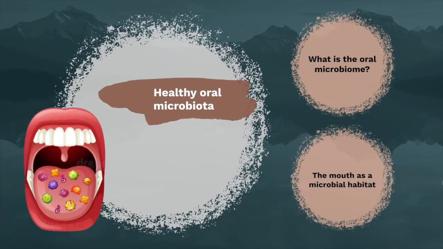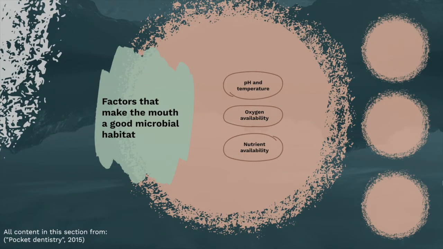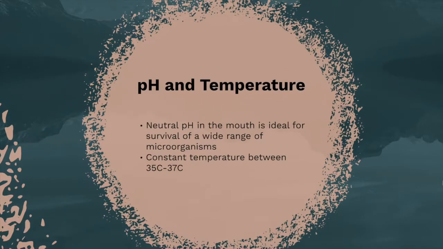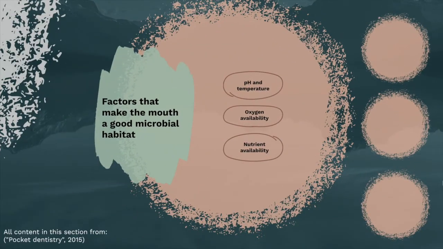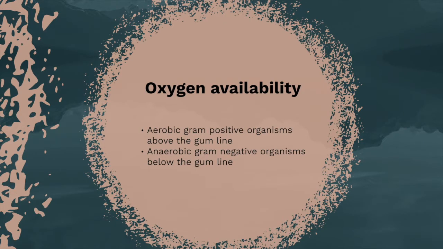These organisms can survive and thrive inside of the mouth and contribute to your daily digestive activities, as well as your immune response. So what makes your mouth such a good place for these organisms to thrive? The mouth has a neutral pH and maintains a constant temperature between 35 and 37 degrees Celsius. This allows a wide range of bacteria to live. There's also areas in your mouth where oxygen is readily available, and other areas where organisms that don't want oxygen can live.